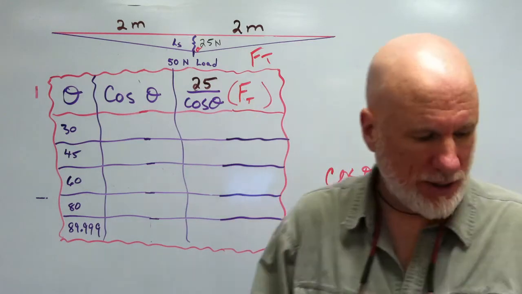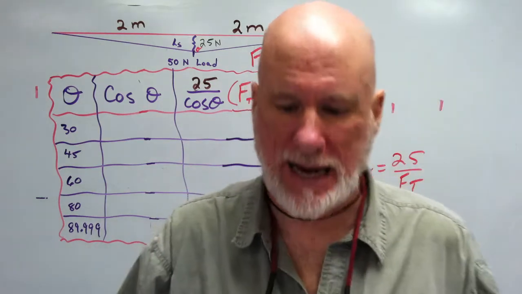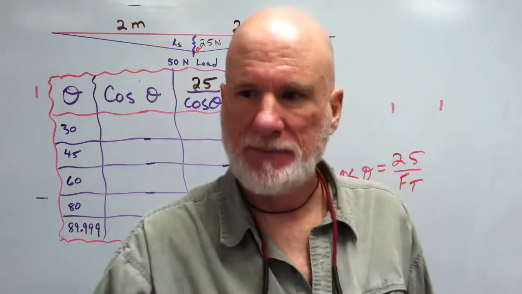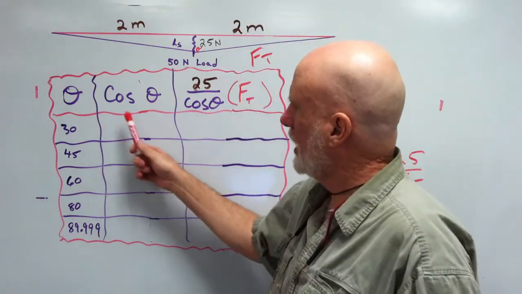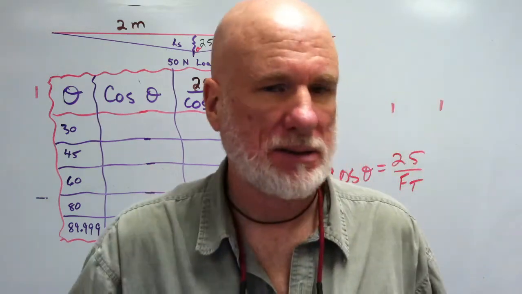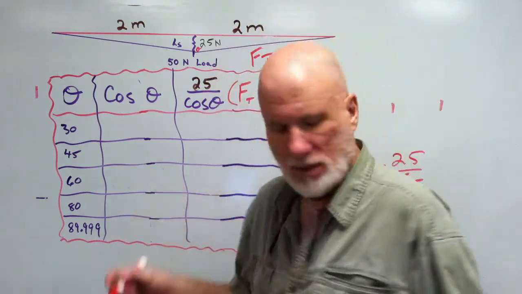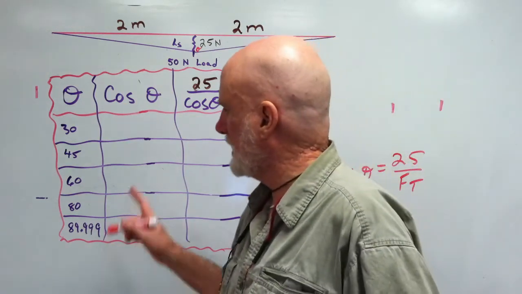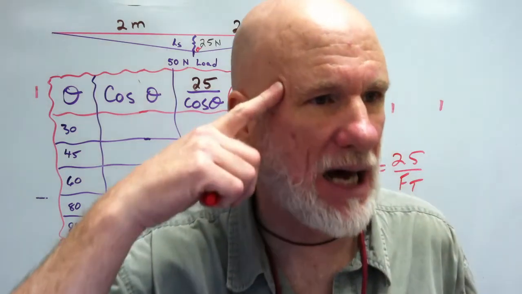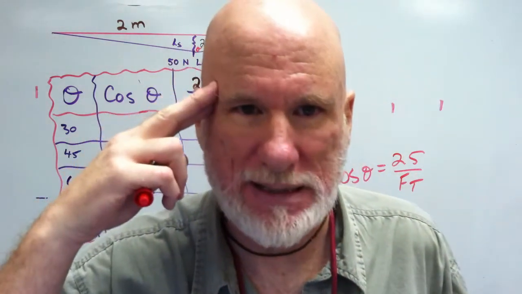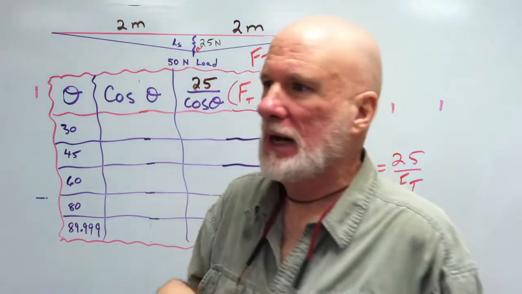So this is what I want to do. I have these numbers written down here. Get your calculators out, and I want to know what cosine of each one of these angles is: cosine of 30, cosine of 45, cosine of 60, cosine of 80, and then cosine of 89.999.